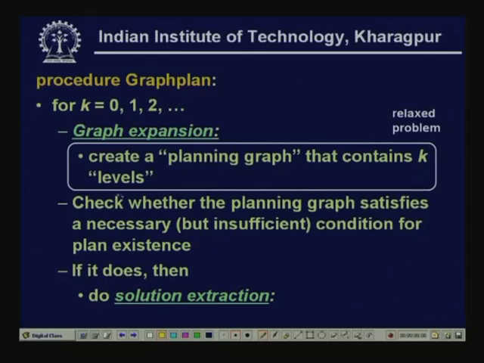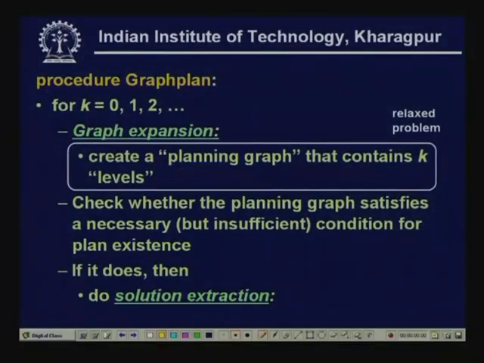So, this represents a relaxed problem. That is, this planning graph that we get incorporates some of the constraints of the problem that we have, but not necessarily all the constraints. So, this planning graph is a solution to the relaxed problem, and the actual plan will be a subgraph of this planning graph.